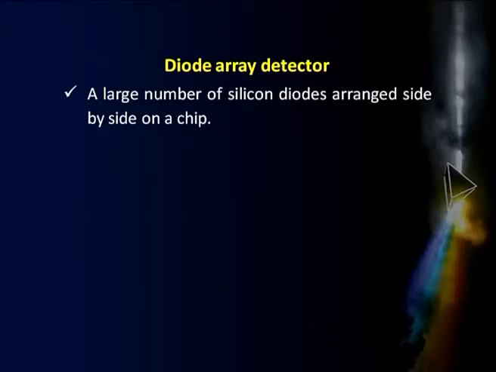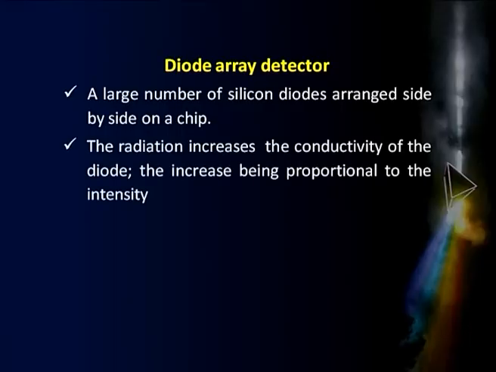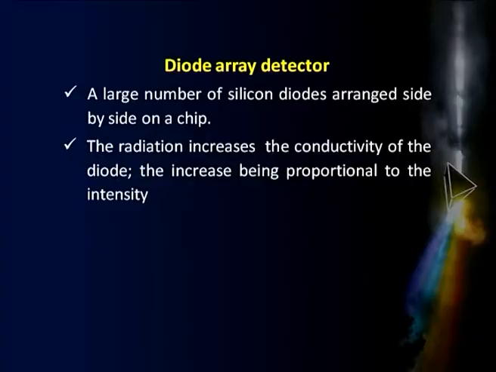The third type of detector we use is called the diode array detector. These are semiconductor based detectors. As the name suggests, diode array means an arrangement. In this case, we take a number of silicon diodes and arrange them on a chip. You take a very fine small chip, and on that chip a number of diodes are arranged sequentially like this. As you know, when some radiation falls on these diodes, which are basically photodiodes, they become more conducting, and the increase in conductivity of a given diode is proportional to the intensity of radiation falling on it.